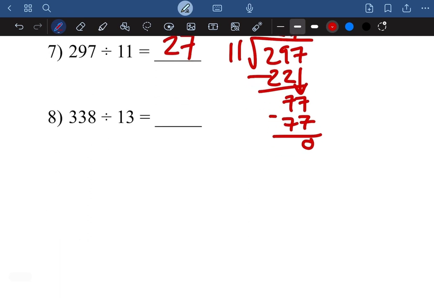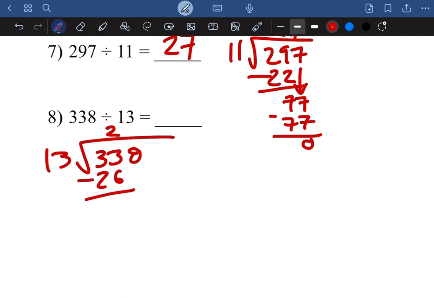Number 8, we have 338 divided by 13. 13 goes into 33 2 times. 2 times 13 is 26. 33 minus 26 is 7. We bring the 8 down. 13 goes into 78 6 times. 6 times 13 is 78. When you subtract those, we get 0. So the answer for number 8 is just 26.